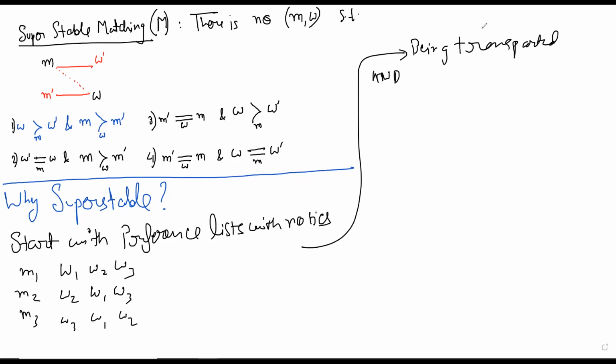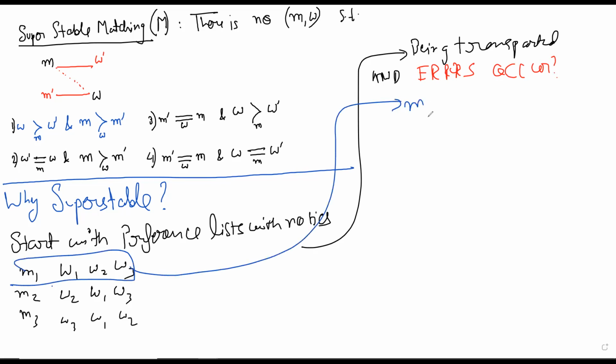and errors occur. Okay. Now, what do I mean by errors occur? What kind of errors am I talking about? By errors occurring I mean, let's say this preference list goes, and somehow W1 and W2 become indistinguishable. So W2 doesn't become less than W1, but they get tied.